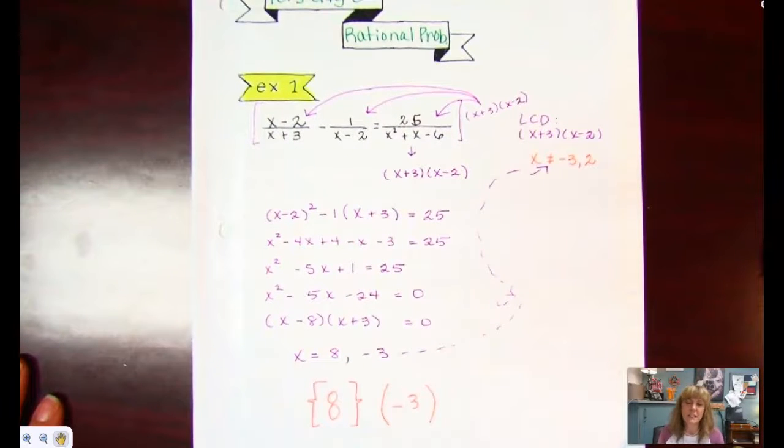Okay, so take a look at this. This is all of the work. I know I went real fast, but 8 gets inside the braces because it's real. We want that answer. -3 is in parentheses. It was extraneous. We could not use -3.